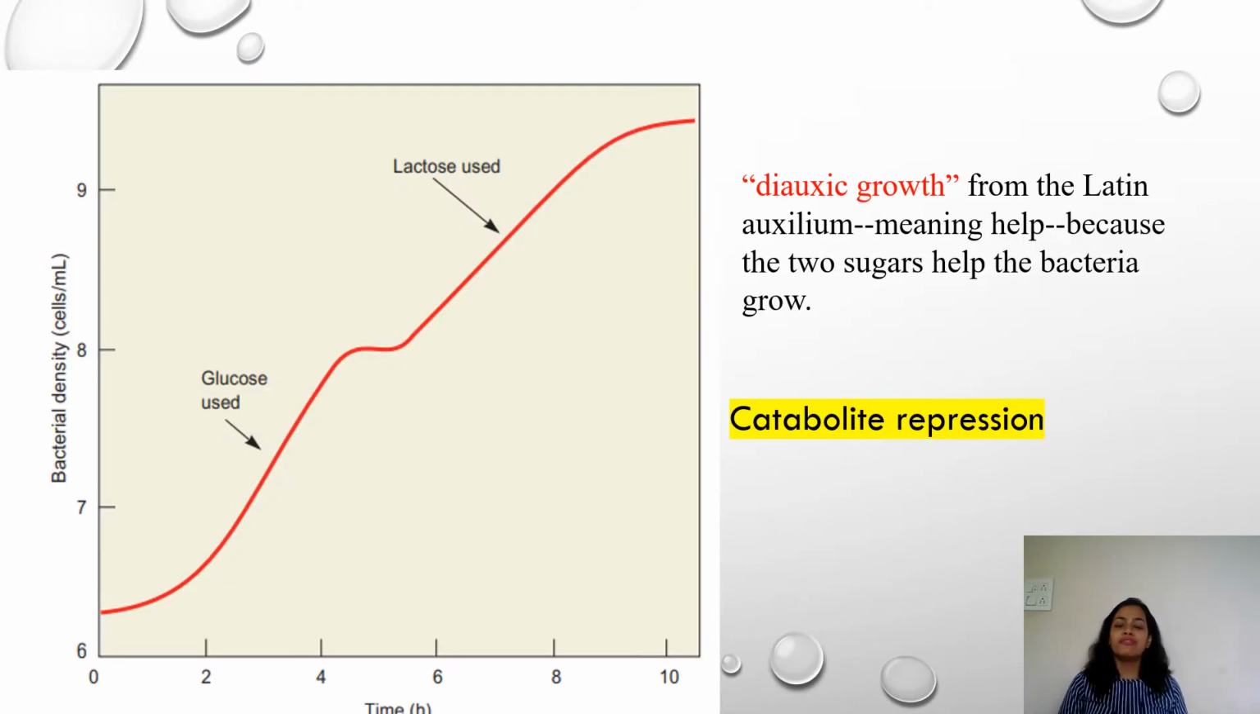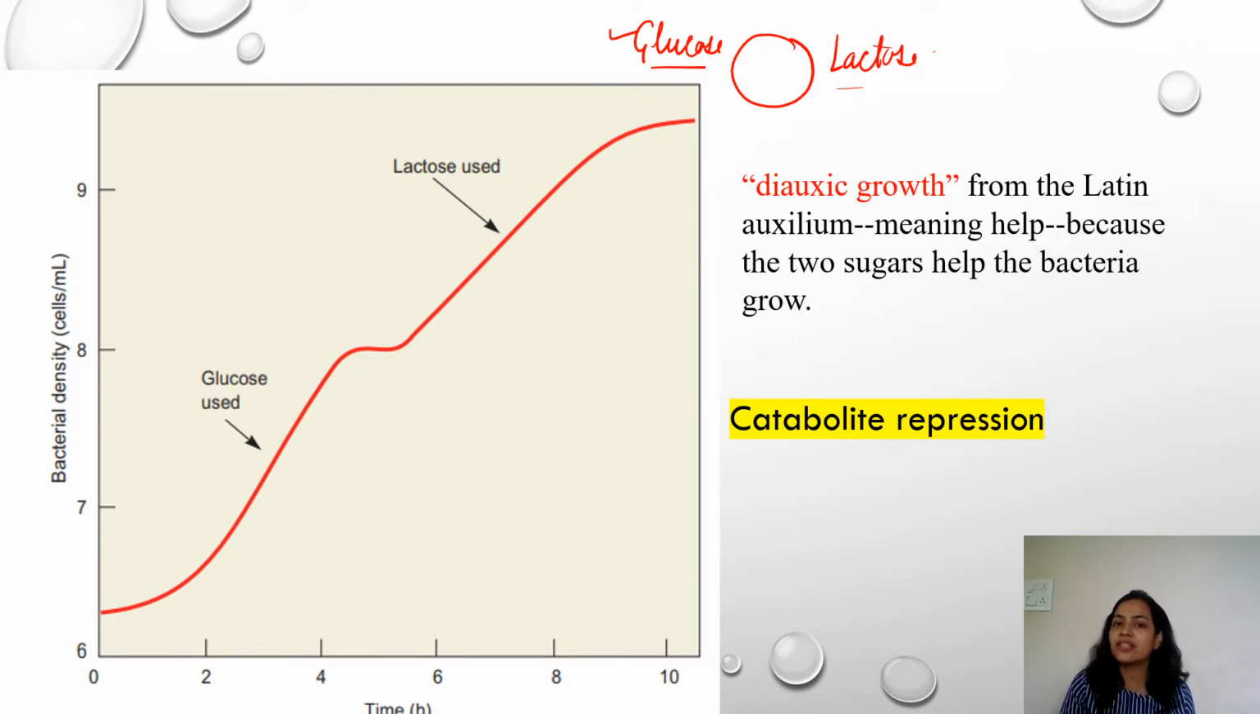Okay. Now, before we go further with the CAP, let us take a condition where a bacteria is kept in a media which contains two sugars. The first sugar that a bacteria will encounter is glucose, and in the same media there is lactose. So always remember, the preferential source of energy for a bacteria is always glucose. If we plot a graph here, you can see the number of cells, that is the bacterial density, versus time.